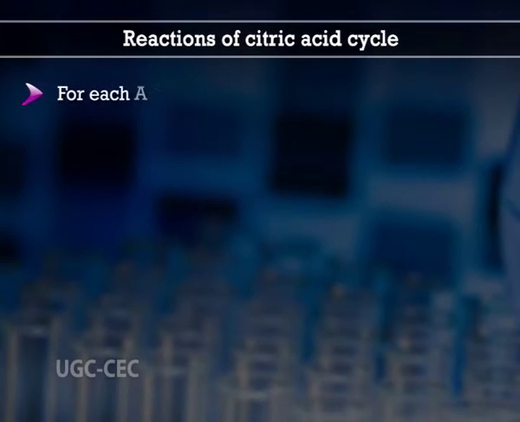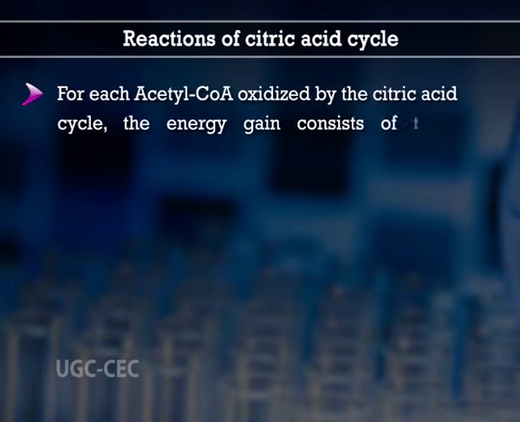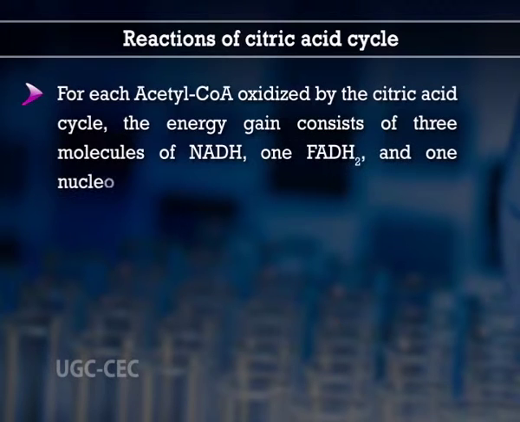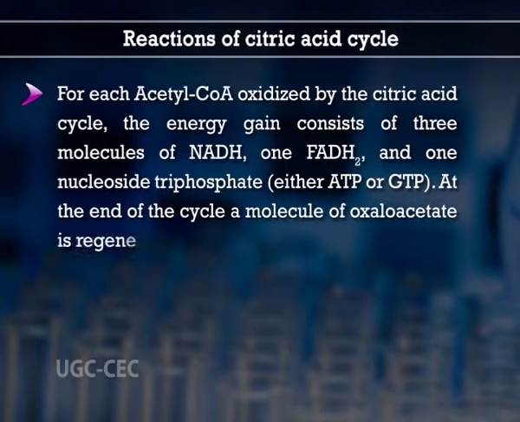and 1 ATP. For each acetyl-CoA oxidized by the citric acid cycle, the energy gain consists of 3 molecules of NADH, 1 FADH2 and 1 nucleoside triphosphate, either ATP or GTP. At the end of the cycle, a molecule of oxaloacetate is regenerated.